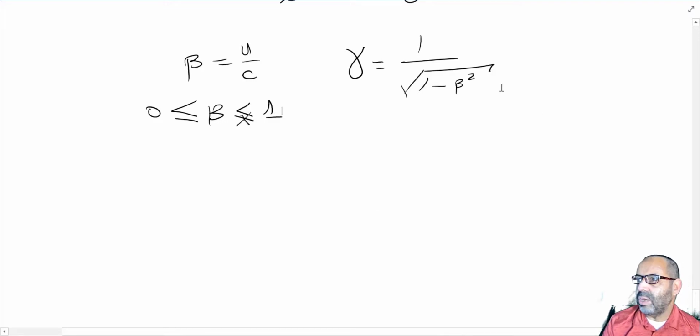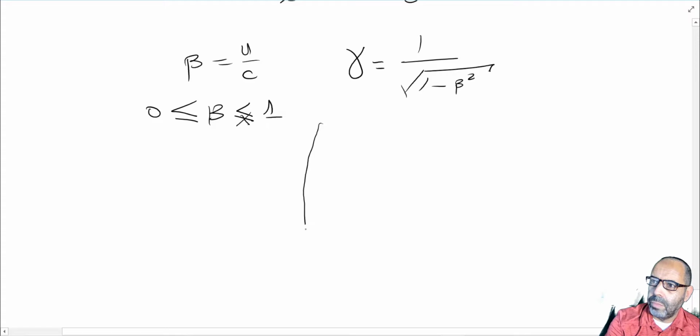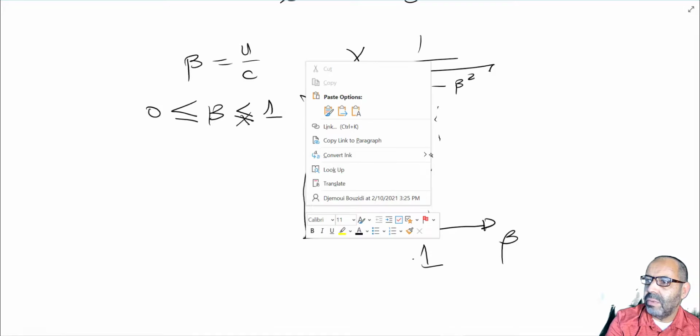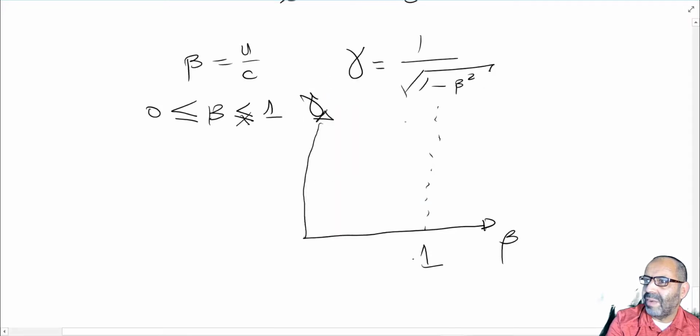Okay, because if it's greater than 1, first of all, this number is imaginary. That doesn't make sense. You cannot scale a length, for example, with an imaginary number. Or if it's equal to 1 for a particle that has mass, then we're going to have a problem, because this gamma, the scaling factor, will blow up to infinity. So this is how the function looks like. So this is beta. This is gamma. The maximum value I'm allowing in here is 1 for beta. And if beta is equal to 0, I have the value gamma equal to 1 over 1, which is 1.